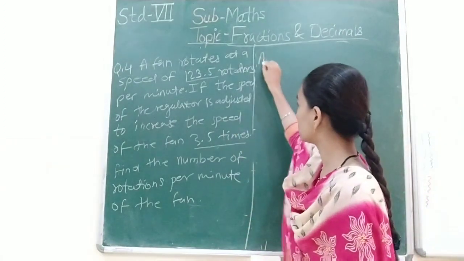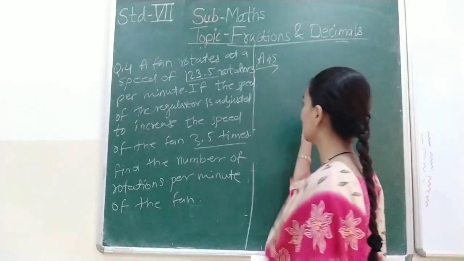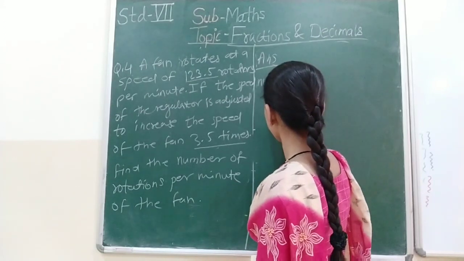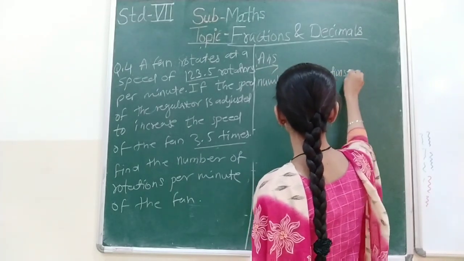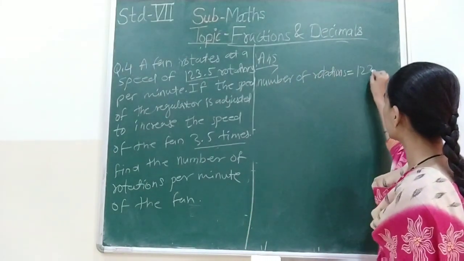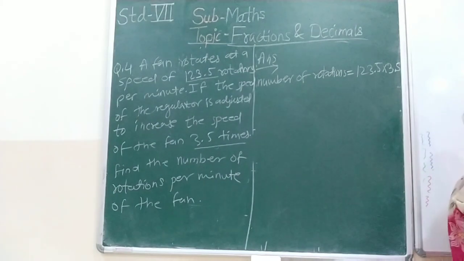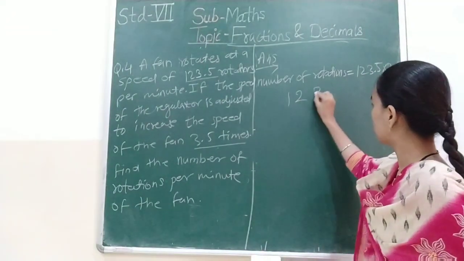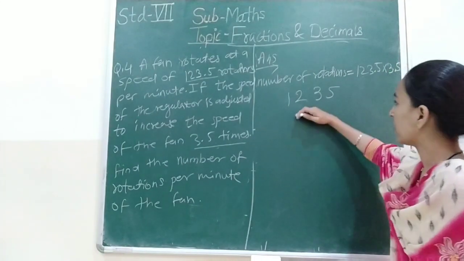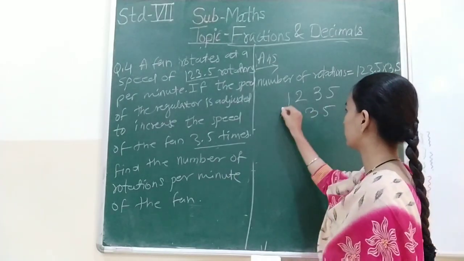So the number of rotations will be 123.5 multiplied by 3.5. Now this is just simple multiplication of decimal with decimal. 1, 2, 3, 5. The first step is I am writing this here. You have to write on the right side. Multiply this with 3, 5.